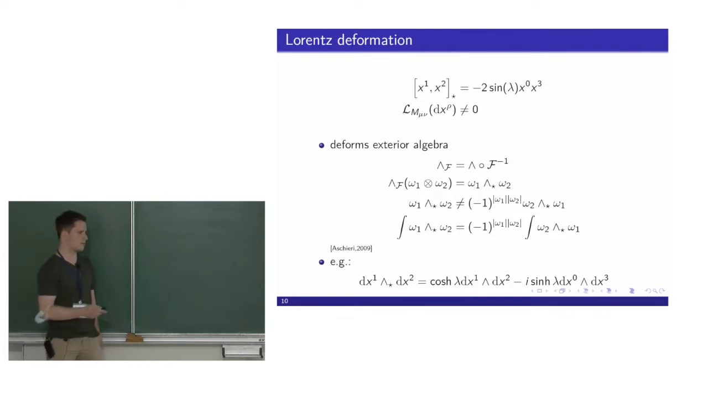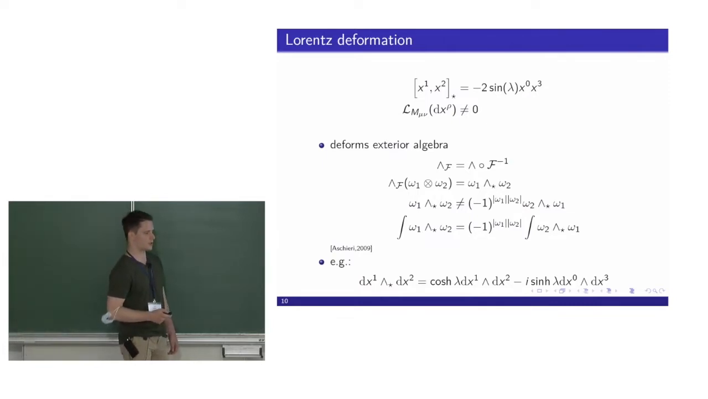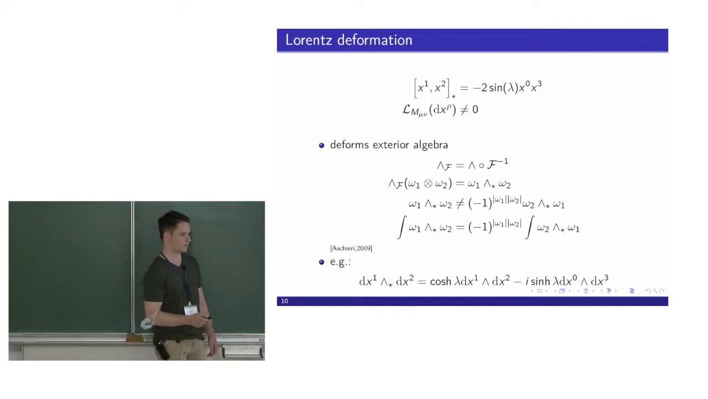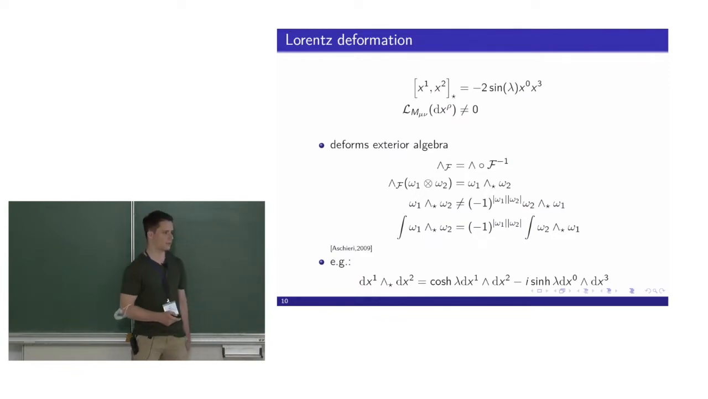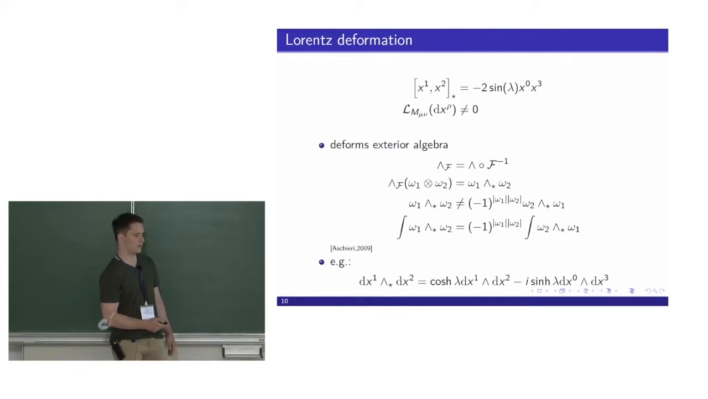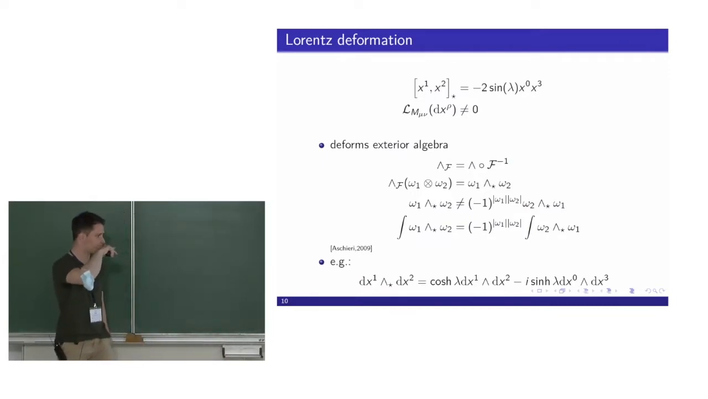Yeah, in some sense. So just to give you an example, for this Lorentz deformation, the star wedge product between dx1 and dx2 has a term that is proportional to dx1 wedge dx2, like in the undeformed case, but there's also another term that is proportional to dx0 wedge dx3, which would disappear in the undeformed limit.